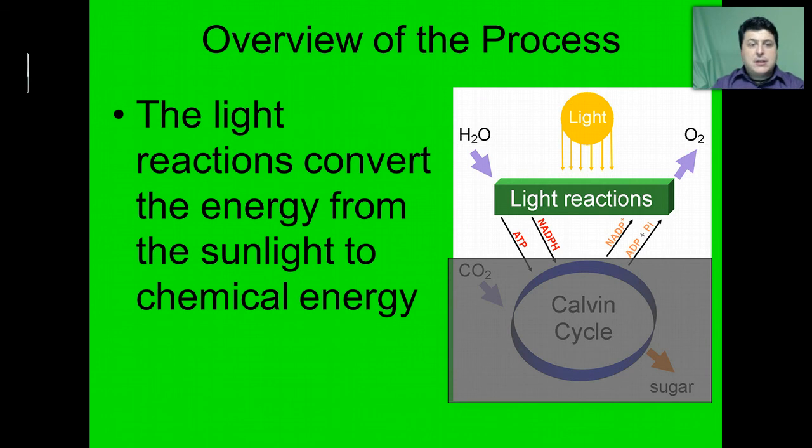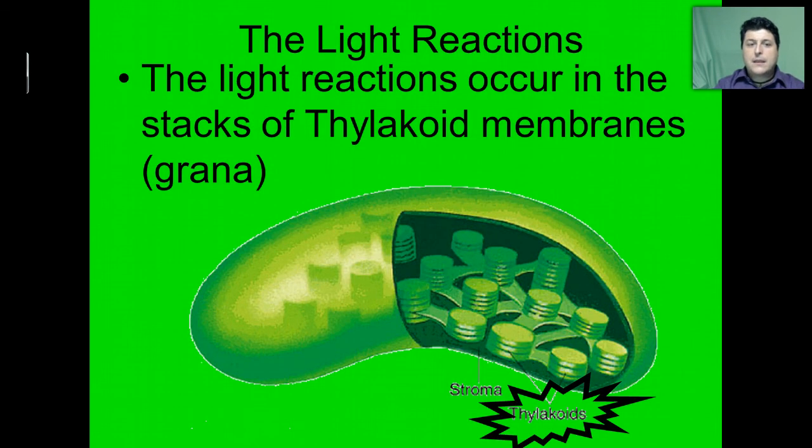The job of the light reaction is to take the energy from the sun and convert that into chemical energy. So that's a really important process. We know it's the light reaction because we're going to be using sunlight, and then we're going to be converting that into chemical energy. The light reactions are going to occur in the thylakoid membranes, the stacks of membranes called the grana.